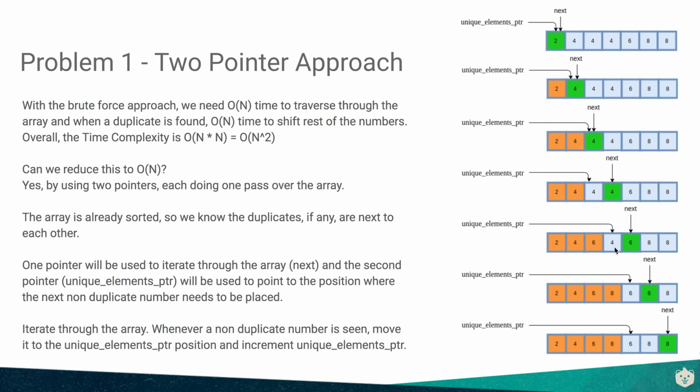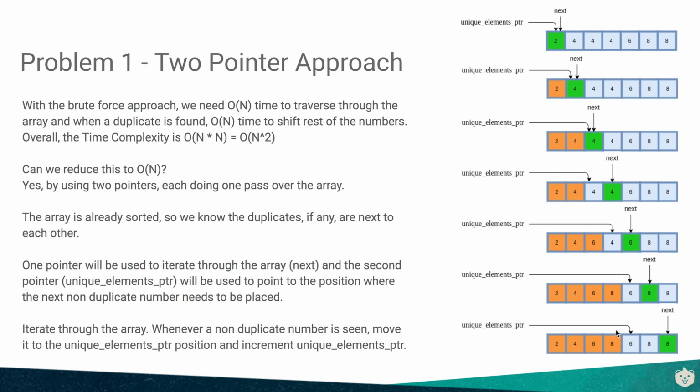8 is compared to the value which is previous to the unique element pointer, which is 6. 8 is compared to 6. It is different, so we put 8 in the position of the unique element pointer. So the 8 moves here. As soon as we move it here, we increment the unique element pointer by 1, right? And the next step, the next pointer goes to the last one, so it sees that the value here is the same as unique elements pointer minus 1, so it's a duplicate. There's no swap required, right? So now we've reached the end of the array.